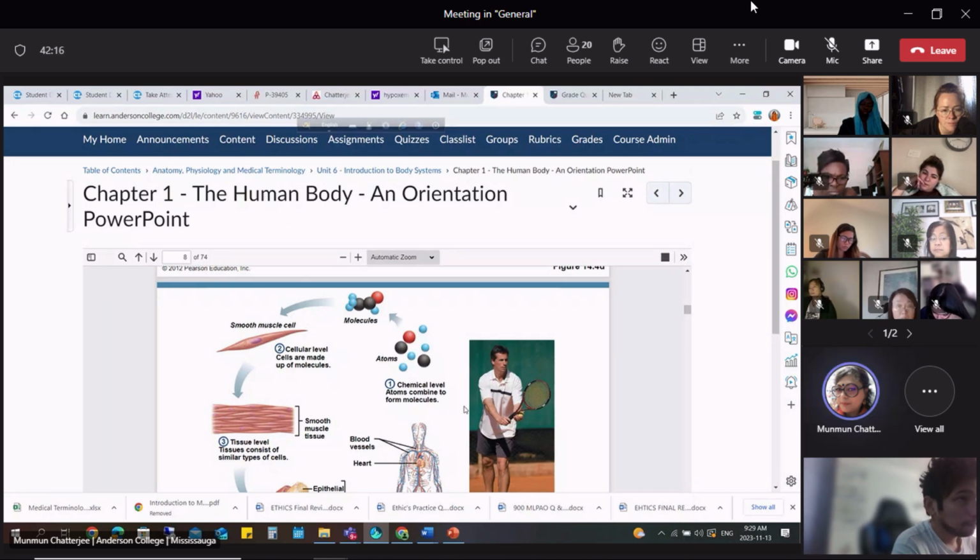Okay? Our first level is the chemical level. It is called the atoms, individual: hydrogen, oxygen, nitrogen, carbon, phosphorus, all the elements. These are called the elements. These are called the atoms, individual. These atoms combine with each other to form the molecules. Then two hydrogen atoms come with the oxygen, it forms the water.